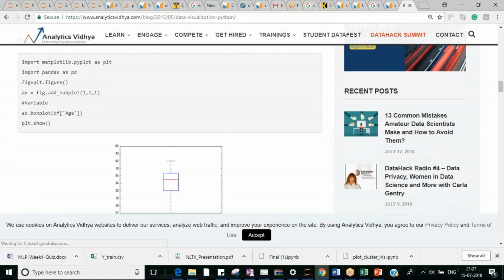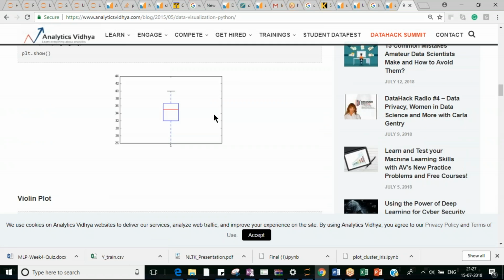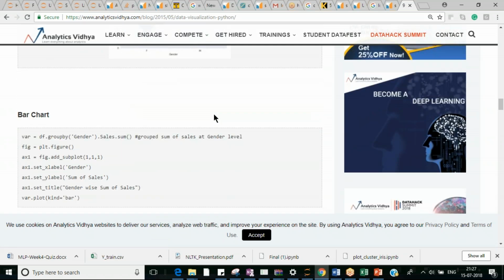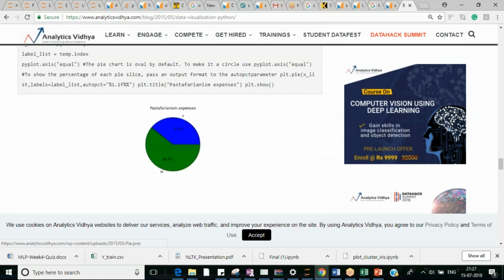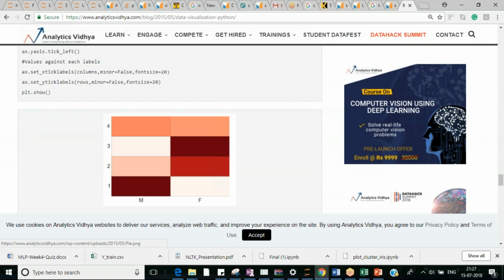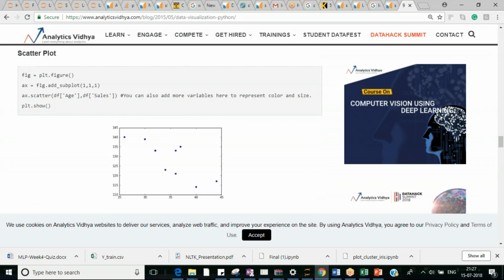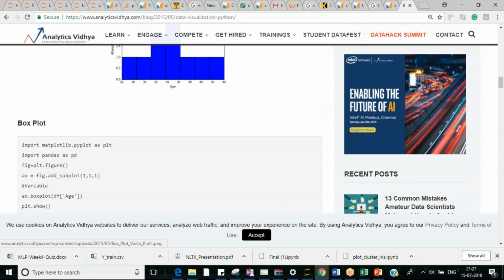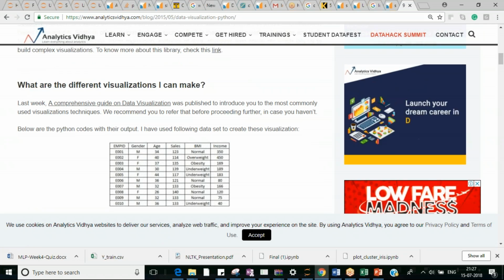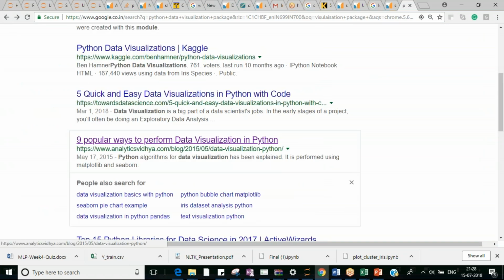So these are the types of visualizations you can do: a violin plot, a box plot, a bar chart, a line chart, a stack column, scatter plot, bubble plot, pie chart, and then a heat map. These are the basic ones, but they don't look so good, right? Not very attractive, but it helps you to understand how the data is.